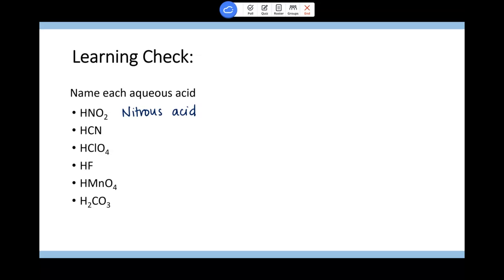Now this next one, HCN, this doesn't follow the rules that we talked about, so I'll write the name of it, but don't worry about this one. This is hydrocyanic acid. Although we have a polyatomic ion, it follows the rules for the binary acids, so I won't ask you about one like this. Don't worry about this one for now.